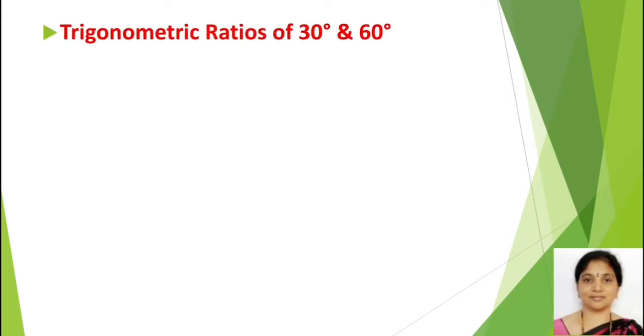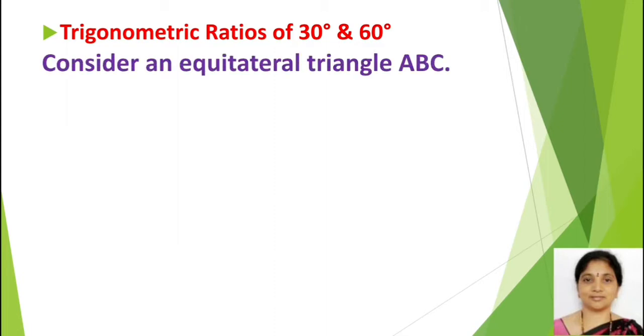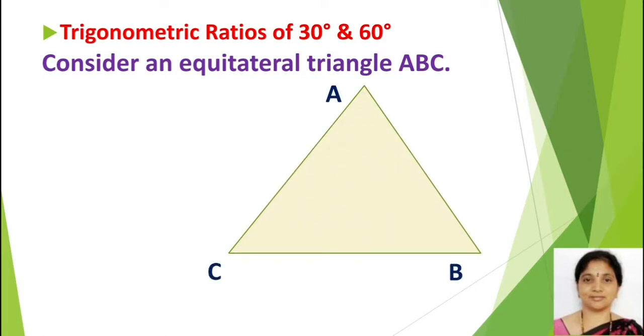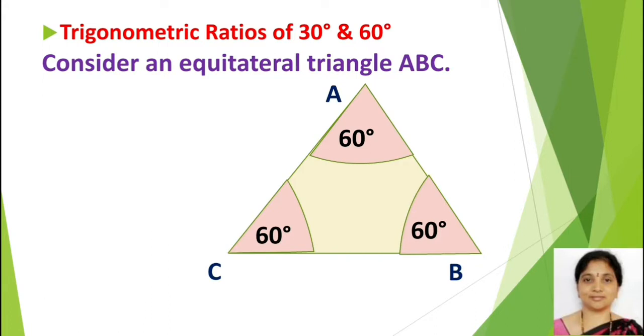And now the trigonometric ratios of 30 degrees and 60 degrees. To find these, first we have to take an equilateral triangle. Just consider an equilateral triangle ABC. I am taking ABC as an equilateral triangle, and already we know that in an equilateral triangle all the angles are equal to 60 degrees. At A we have the angle 60 degrees, at B we have the angle 60 degrees, and at C also we have the angle 60 degrees.